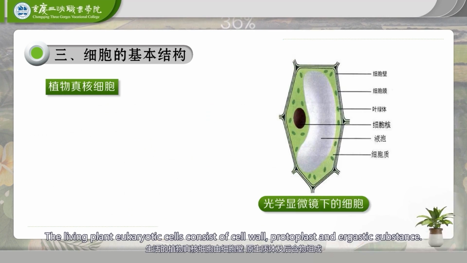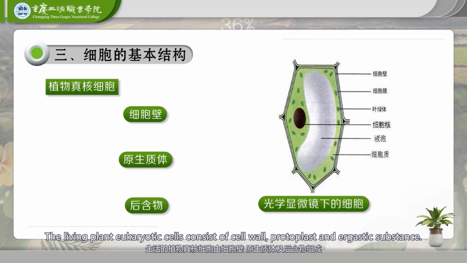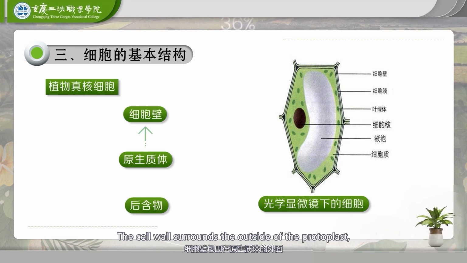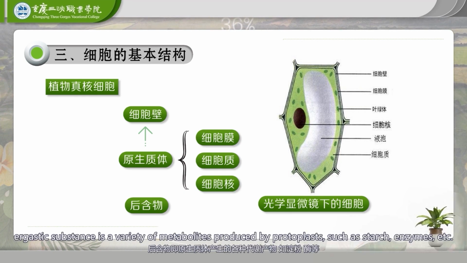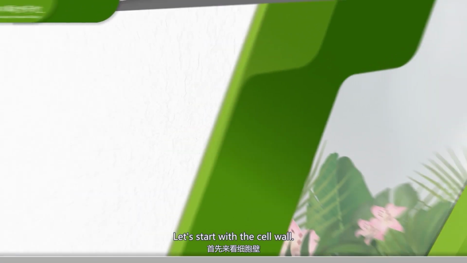The living plant eukaryotic cells consist of cell wall, protoplast, and ergastic substance. The cell wall surrounds the outside of the protoplast, which is the general term for the functional part of the plant cell. Ergastic substance is a variety of metabolites produced by protoplasts, such as starch, enzymes, etc. Let's start with the cell wall.